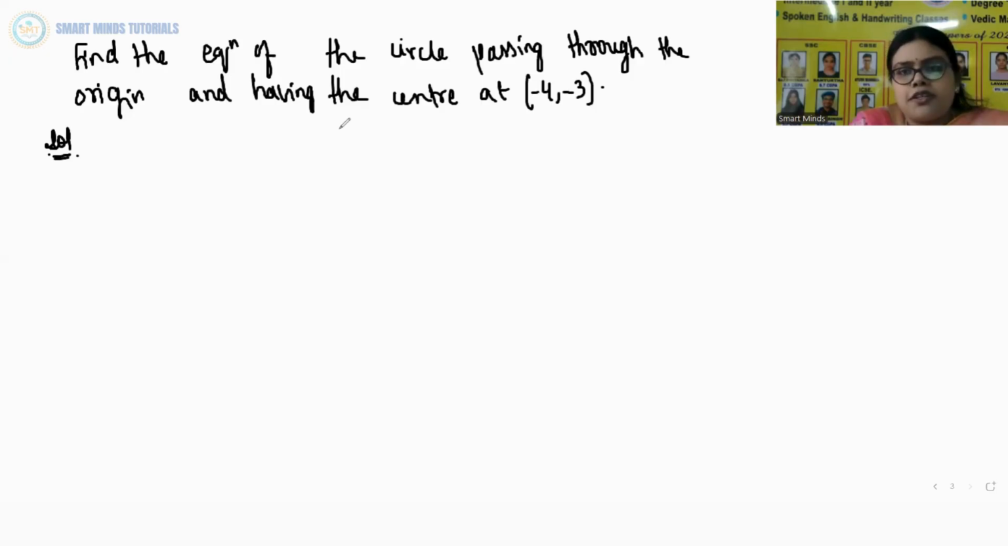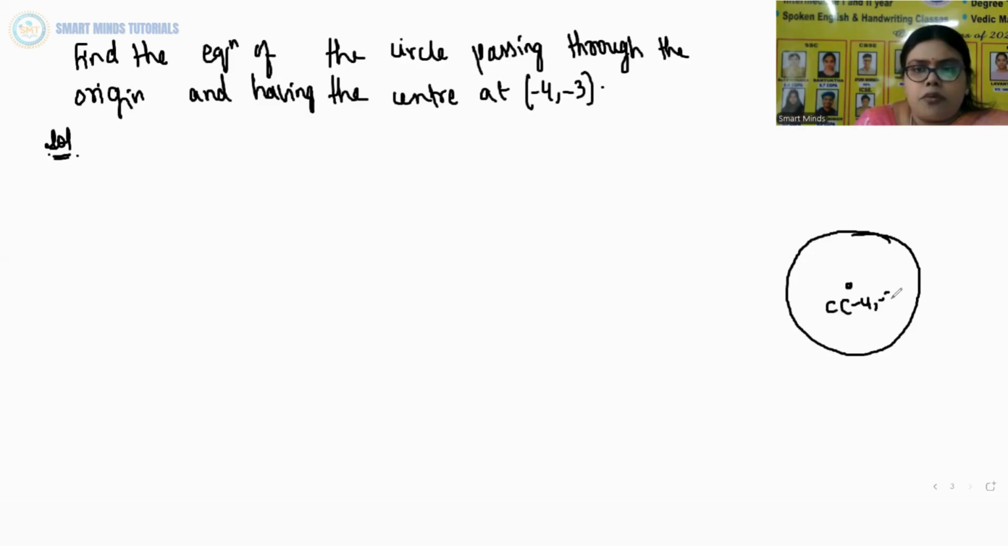So the next question is, find the equation of the circle passing through the origin and having the center at (-4, -3). So let's draw a figure first. Let's draw a circle. This is the center, center is at (-4, -3). And this is the point, let's say. Point you can take anywhere on the circle, and the point is origin. Origin means (0, 0). Now if I join C and P, I get R. So let us start the problem.